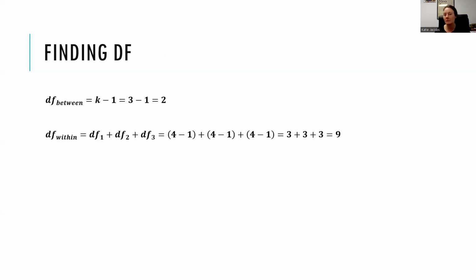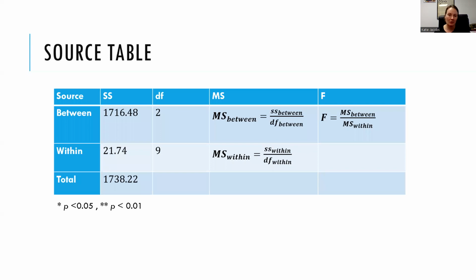So our degrees of freedom between is 3 minus 1, which equals 2. In our example, we have 3 groups of 4. So you'd find the degrees of freedom for group 1, which is 4 minus 1, the degrees of freedom for group 2, which is 4 minus 1, and the degrees of freedom for group 3, which is 4 minus 1, and we add those all together to get 9. Then we put those numbers into our source table where they would go. And slowly our source table is not looking as scary as it was when we first started.